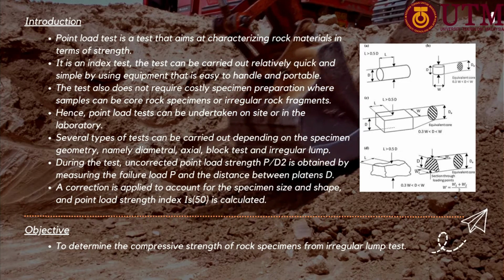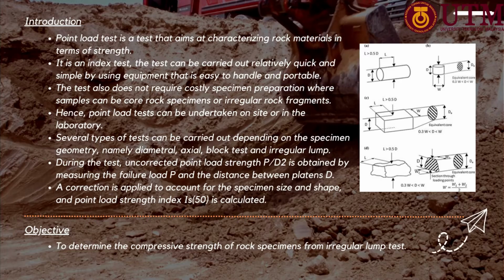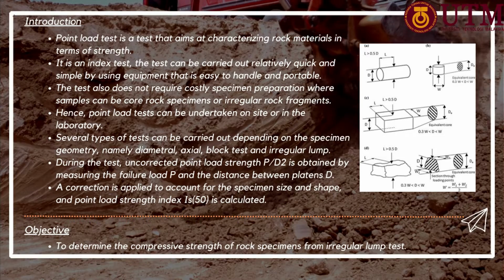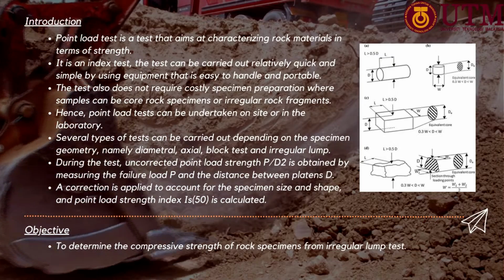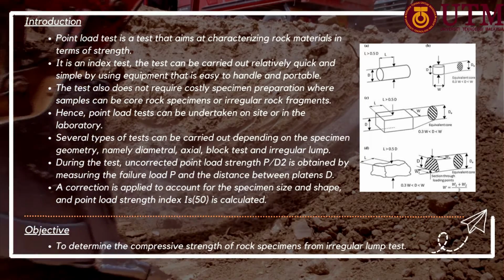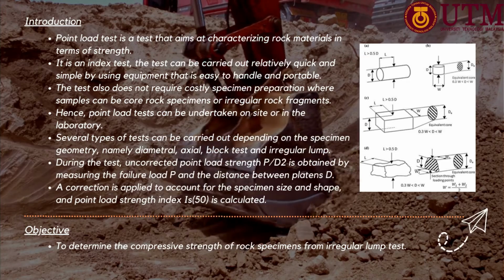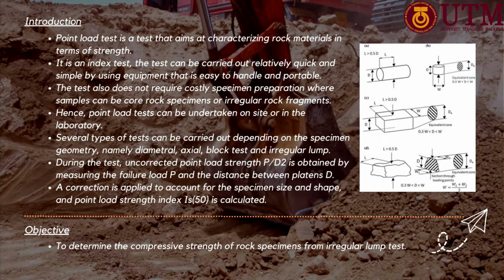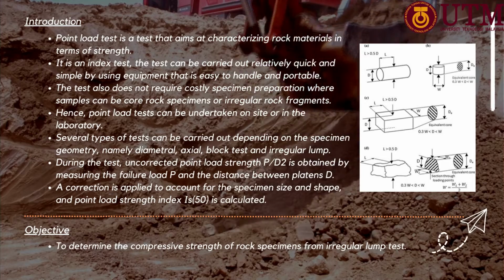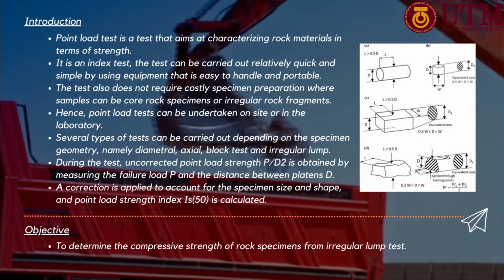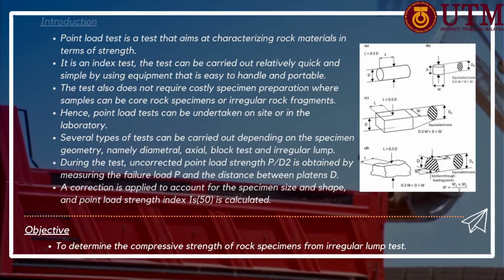Several types of tests can be carried out depending on the specimen geometry, namely diametral, axial, block test, and irregulars. During the test, uncorrected point load strength, P over D squared, is obtained by measuring the failure load P and the distance between platens. A correction is applied to account for the specimen size and shape, and point load strength index IS50 is calculated. The objective of this experiment is to determine the compressive strength of rock specimen from irregular lump test.